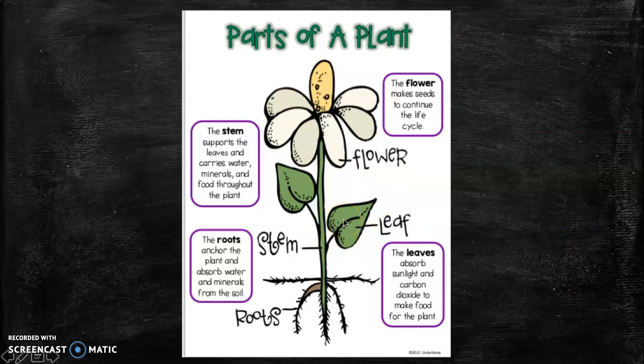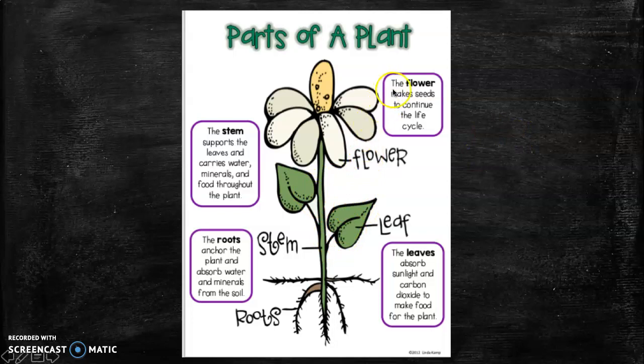The leaf is very super duper important. The leaves absorb sunlight and carbon dioxide to make food for the plant. So the leaf takes in all the sunlight and the carbon dioxide and it cooks food and gives it to the plant. So it's like the chef for the plant. It's a special chef for the plant.